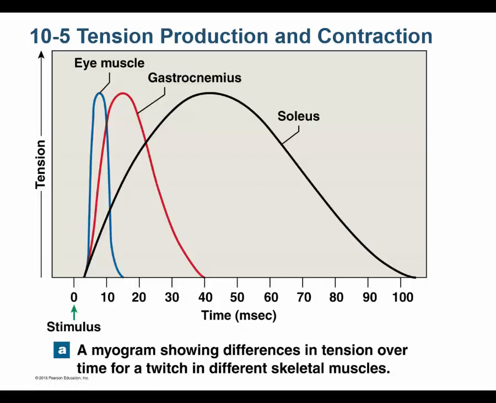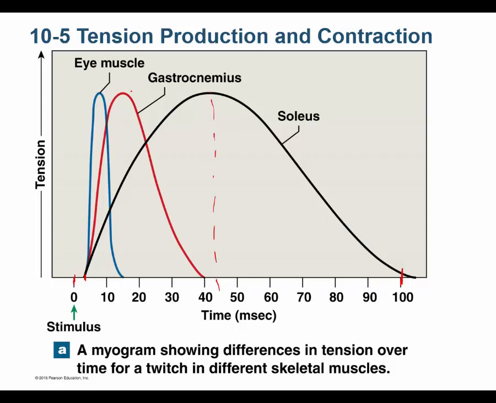Actually, right now. As it turns out, some muscles twitch faster than others. You can see the soleus here has quite a slow twitch. Everything starts at zero. The soleus takes 100 milliseconds to go through the whole cycle, that means the latent phase, the contraction phase, and the relaxation phase. You can see its contraction phase runs from about 2.5 to about 42 or 43, something like that. Now that's the soleus.